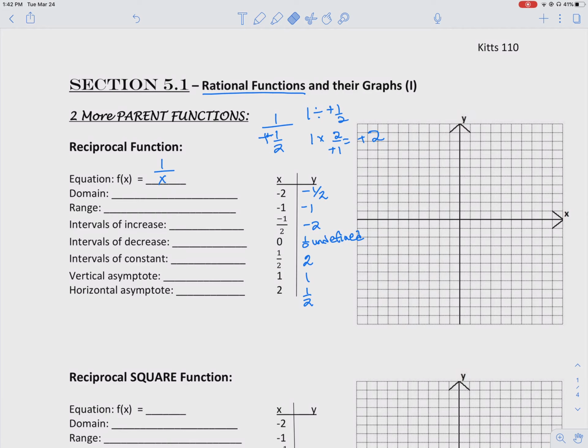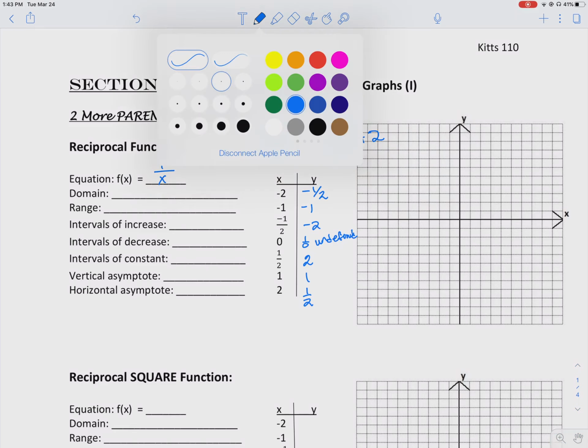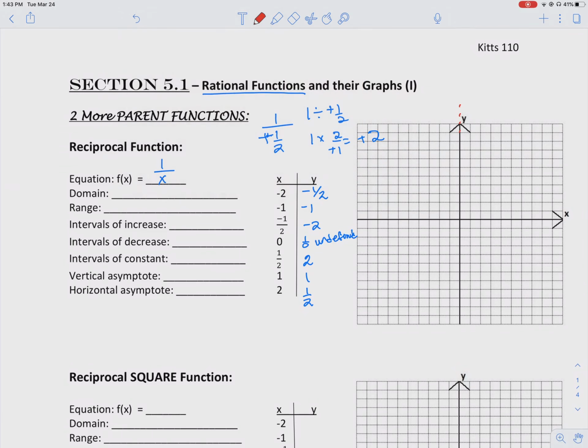So let's talk a little bit about what that undefined means. This undefined means that whenever x is 0, I am not going to have a number there. So that is actually going to be a vertical asymptote. So I can go ahead and write that down here. Vertical asymptote is going to be 0.